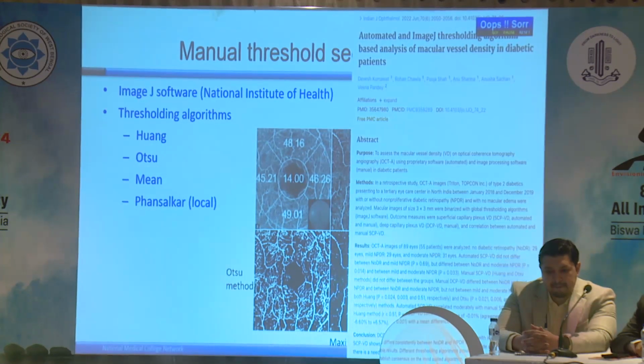Now important here is that you should use the same algorithms if you want to compare the data on follow-up, and you should not compare between the different platforms which are available, because different thresholding algorithms will always give different results.